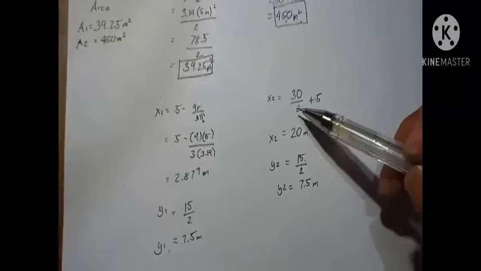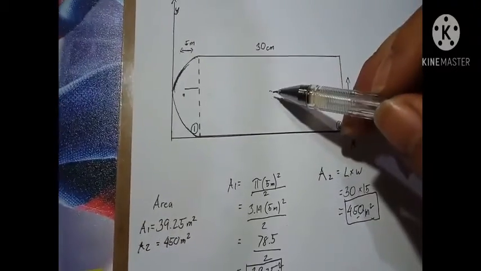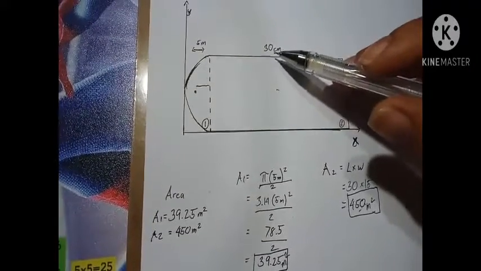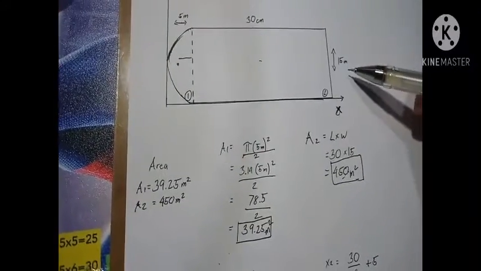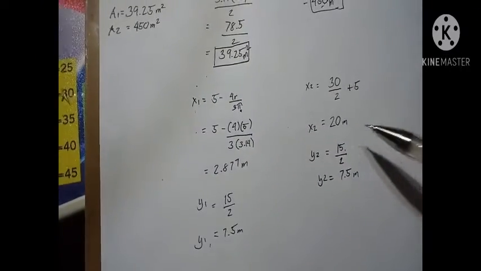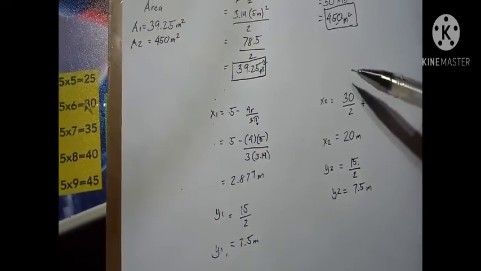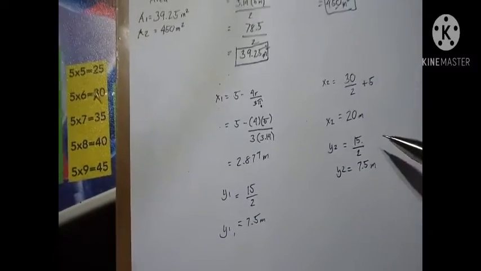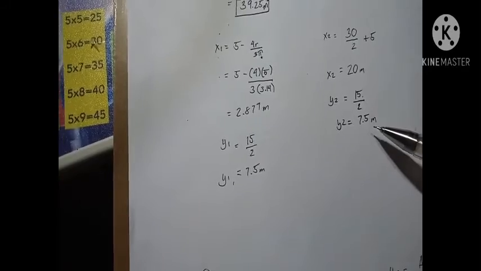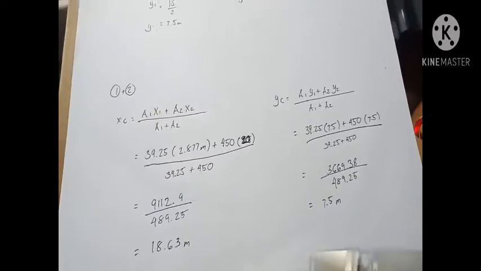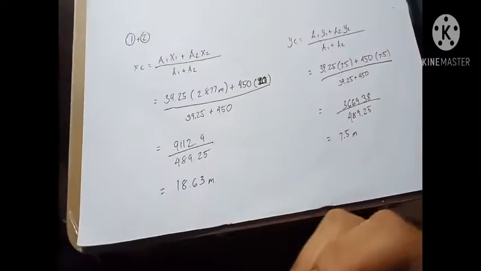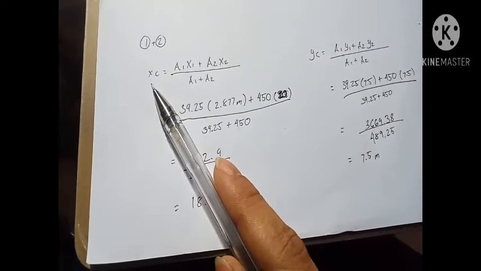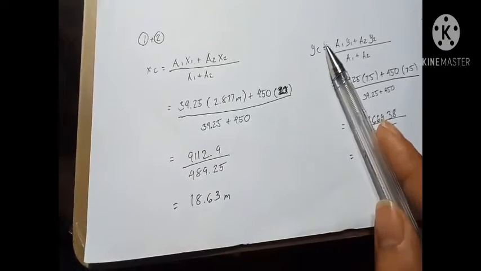While in the rectangle, because we will just cut it in half, the 15 and the 30. The 30 divided by 2 equals 15, and this 15 divided by 2 is 7.5, as we can see here. But we'll add 5 here because of this semicircle. So x2 equals 20 and 7.5 for the y2. So in solving the overall centroid, we'll have to solve the x coordinate of the centroid and the y coordinate of the centroid.